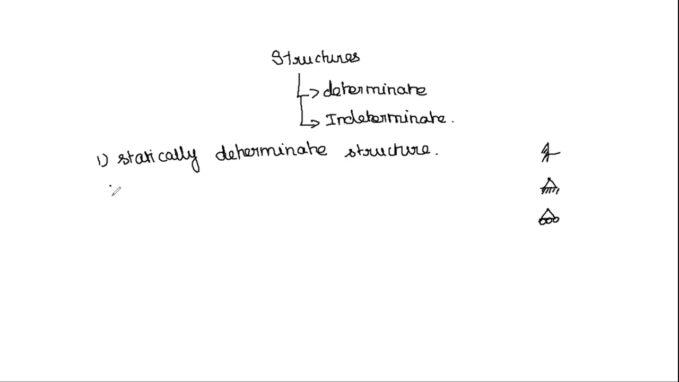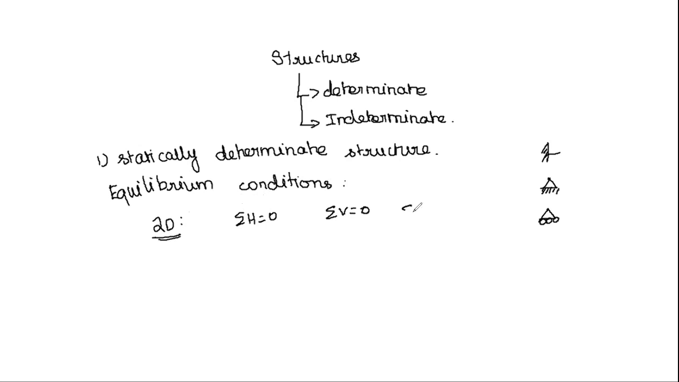So here comes the term equilibrium conditions. What are the equilibrium conditions we know? For a 2D structure, it is summation of H equal to 0, summation of V equal to 0, and summation of M equal to 0.